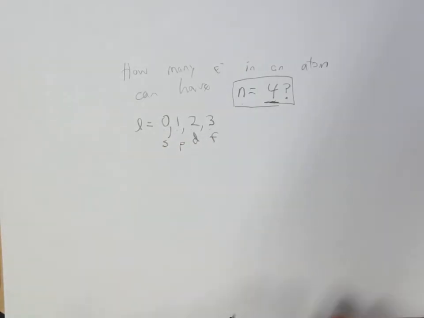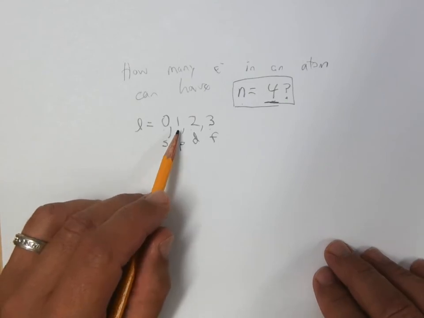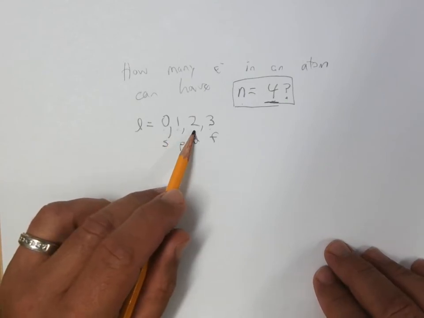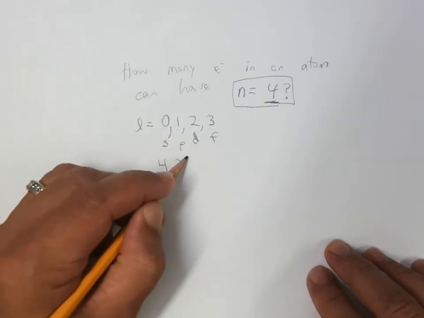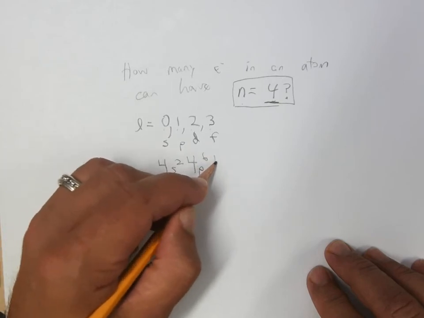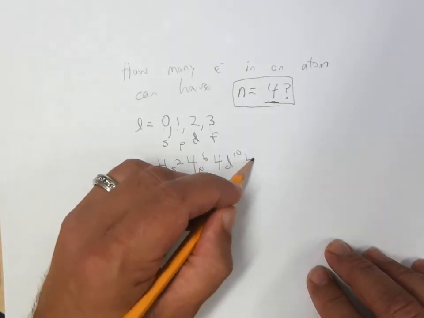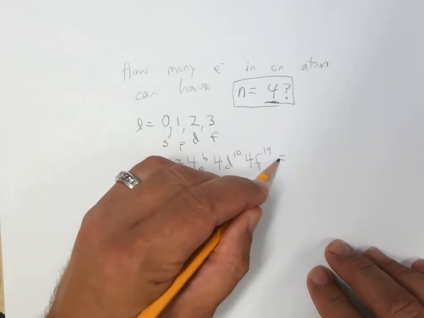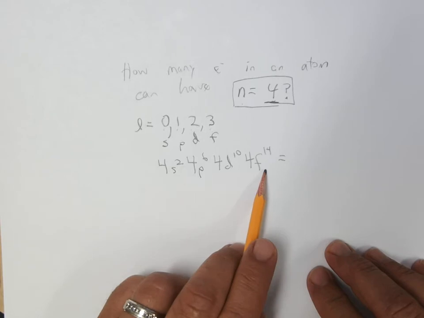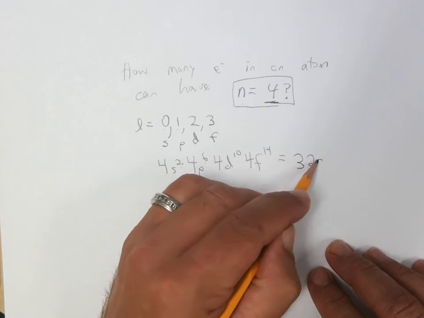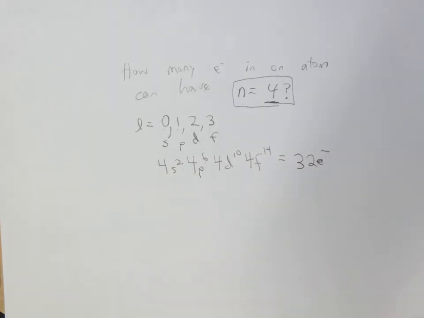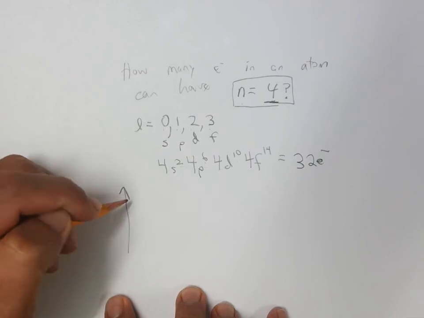And if you expanded this out, you'd find there's 1 s orbital, 3 p orbitals, 5 d orbitals, and 7 f orbitals. So we could have 4s2, 4p6, 4d10, or 4f14. And if we added up all the electrons for the entire 4th energy level, we get 24 plus 6 is 30, 32 electrons. So the entire 4th energy level would have 32 electrons. And it's also helpful for me to think in terms of graphical terms.